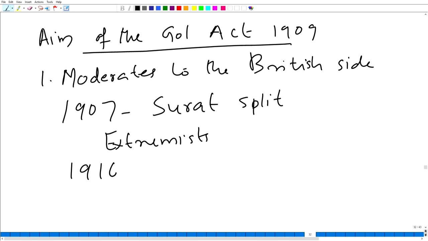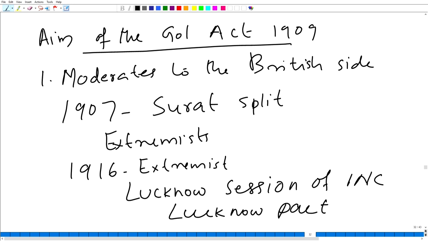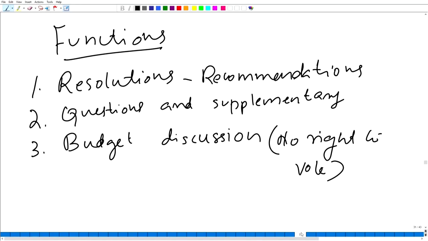But in 1916, the extremists returned to the Indian National Congress at the Lucknow session. It is popularly known as the Lucknow Pact. At the Lucknow session of the Indian National Congress, convened in 1916, the extremists returned back to the Indian National Congress. However, as the extremists returned to the Congress in 1916 with the Lucknow Pact, the moderates ceased to play a vital role in the Indian National Congress.